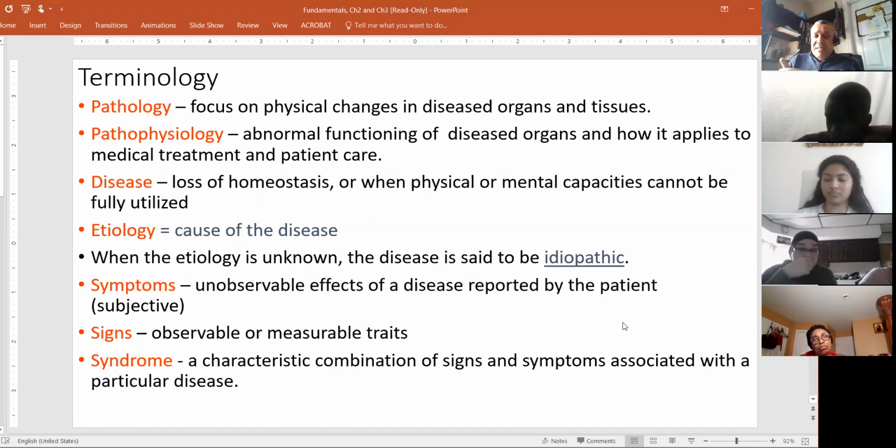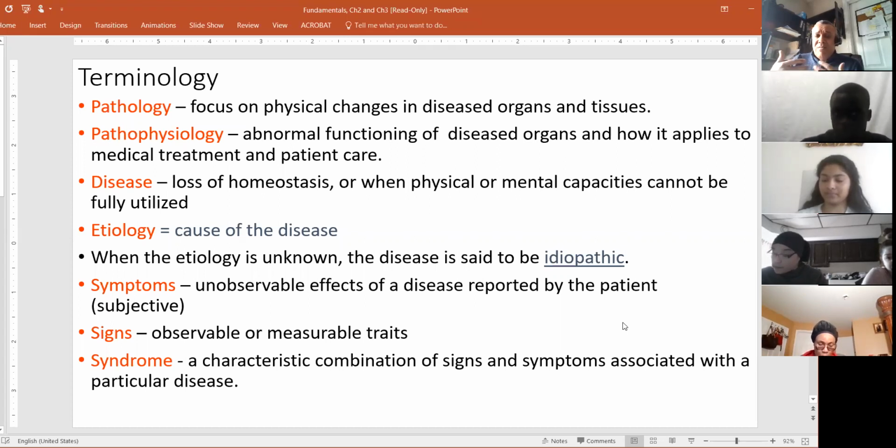Prognosis is another terminology in pathophysiology. When you say idiopathic, it means there is no etiology, or the etiology is unknown. Etiology means what has caused this disease. What are the risk factors that have resulted in this specific disease? So the etiology is the cause of the disease. When the etiology is unknown, we call that idiopathic.